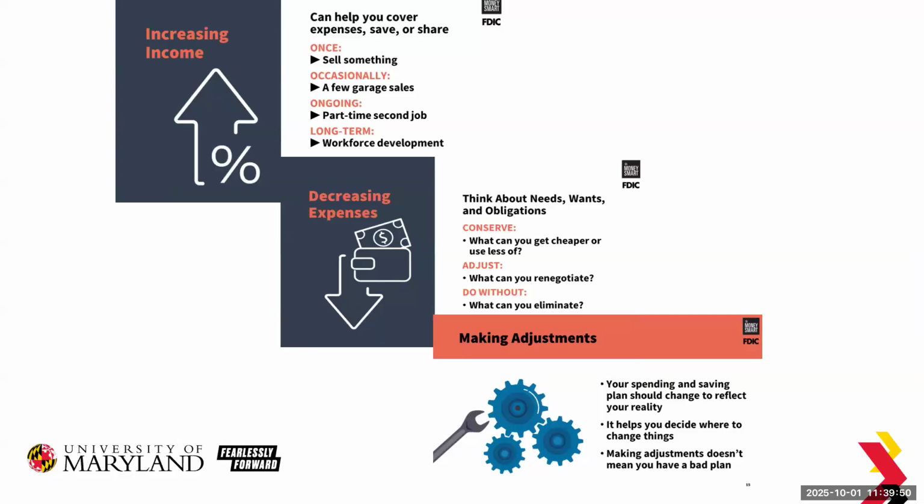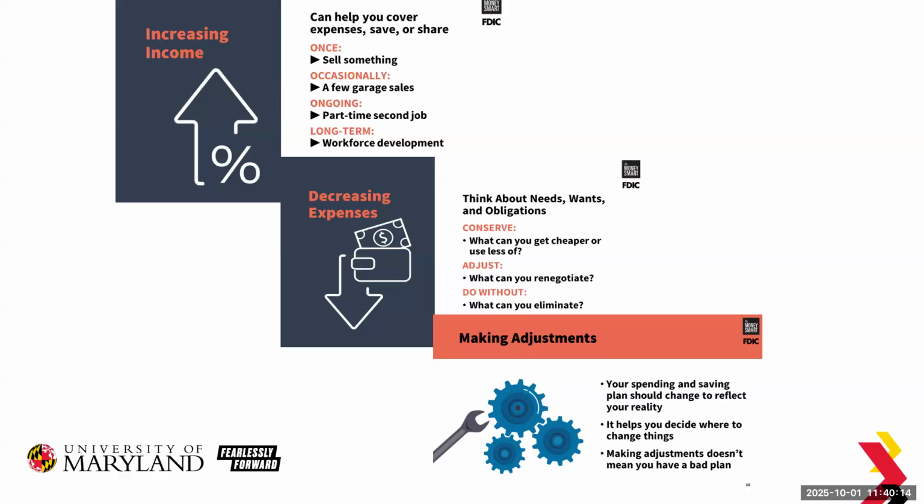And so what are some of the adjustments we can make? We can increase our income, right? So here's some ideas there. Sell something, garage sales, part-time second job, workforce development, thinking about how I can move to another position to make more money. Or decrease expenses.